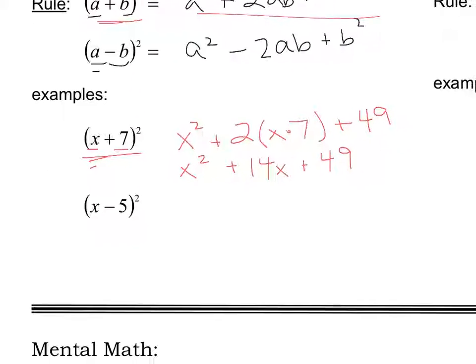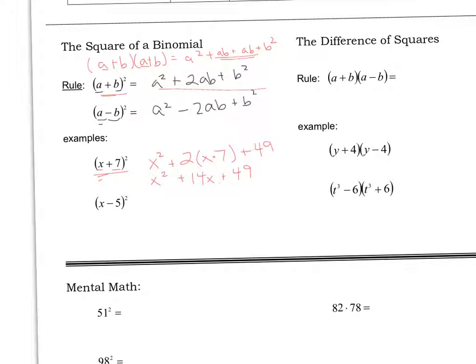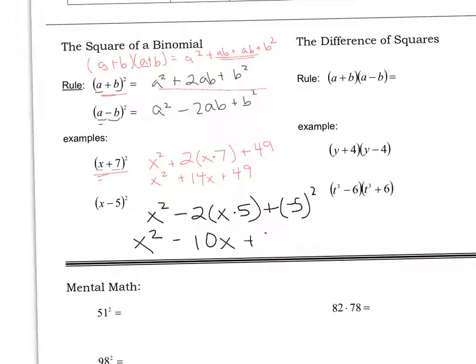So the second example is x minus 5 squared. So that turns into x squared, because you square the first term, then it's minus 2 times the first term times the last term, plus the last term squared, so (negative 5) squared. Now notice I put negative 5 squared in parentheses. This is going to turn into a positive. So it's x squared minus 10x plus 25.